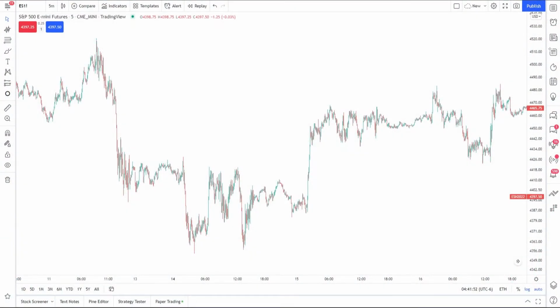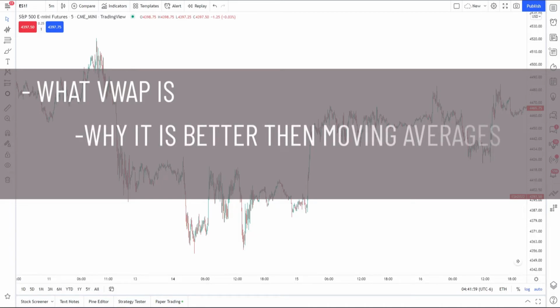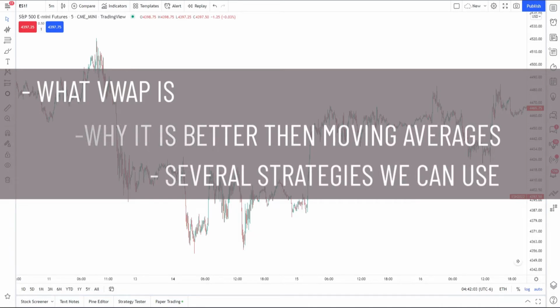Hi traders and welcome. Today we are going to look at the anchored VWAP, how to correctly plot it on the chart, why it's better than moving averages, and several strategies we can use and apply to our trading.